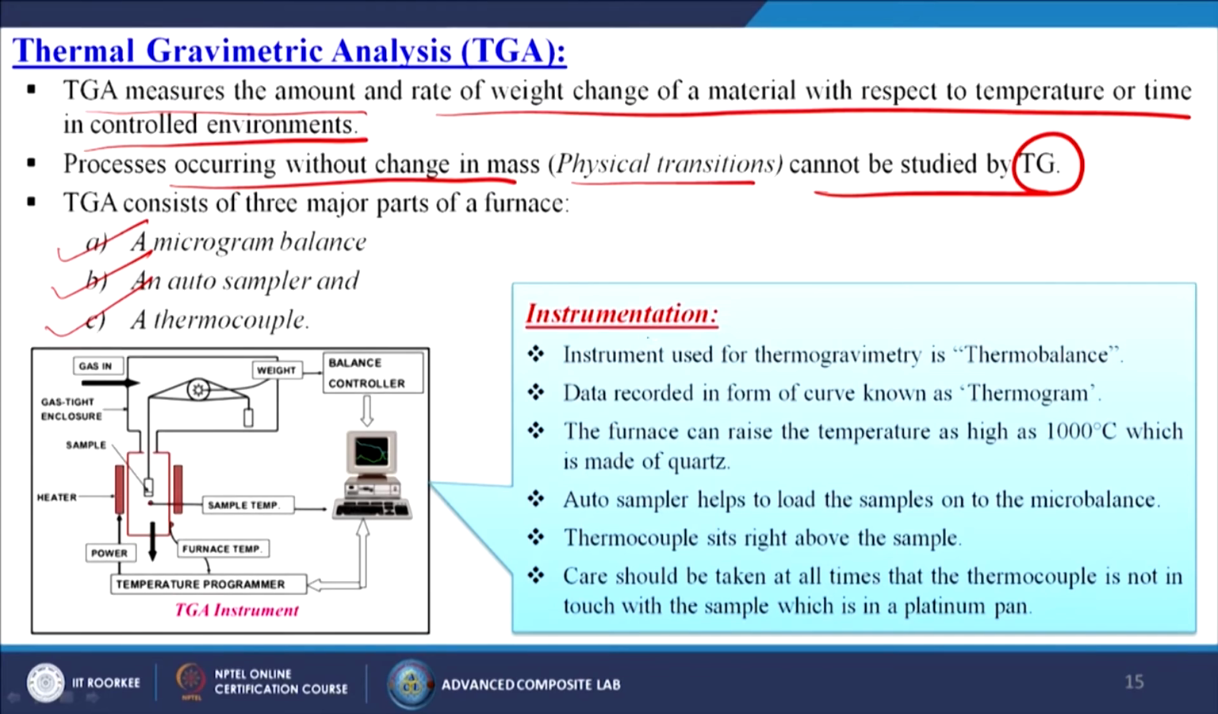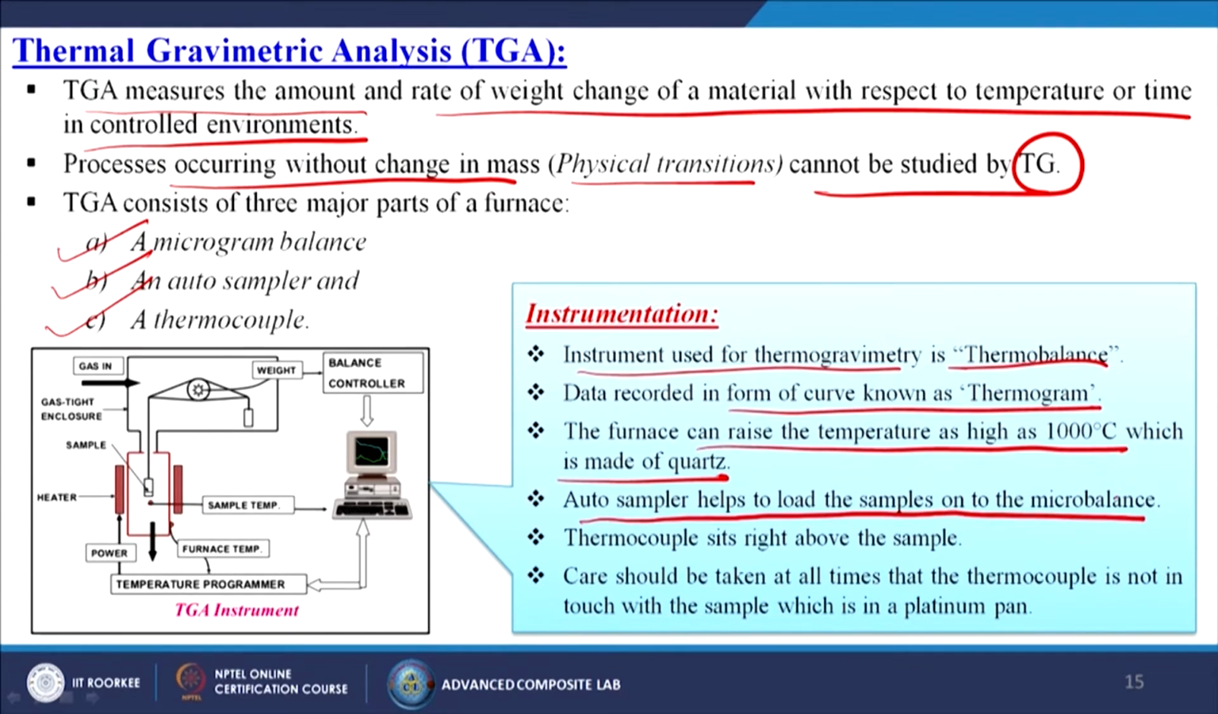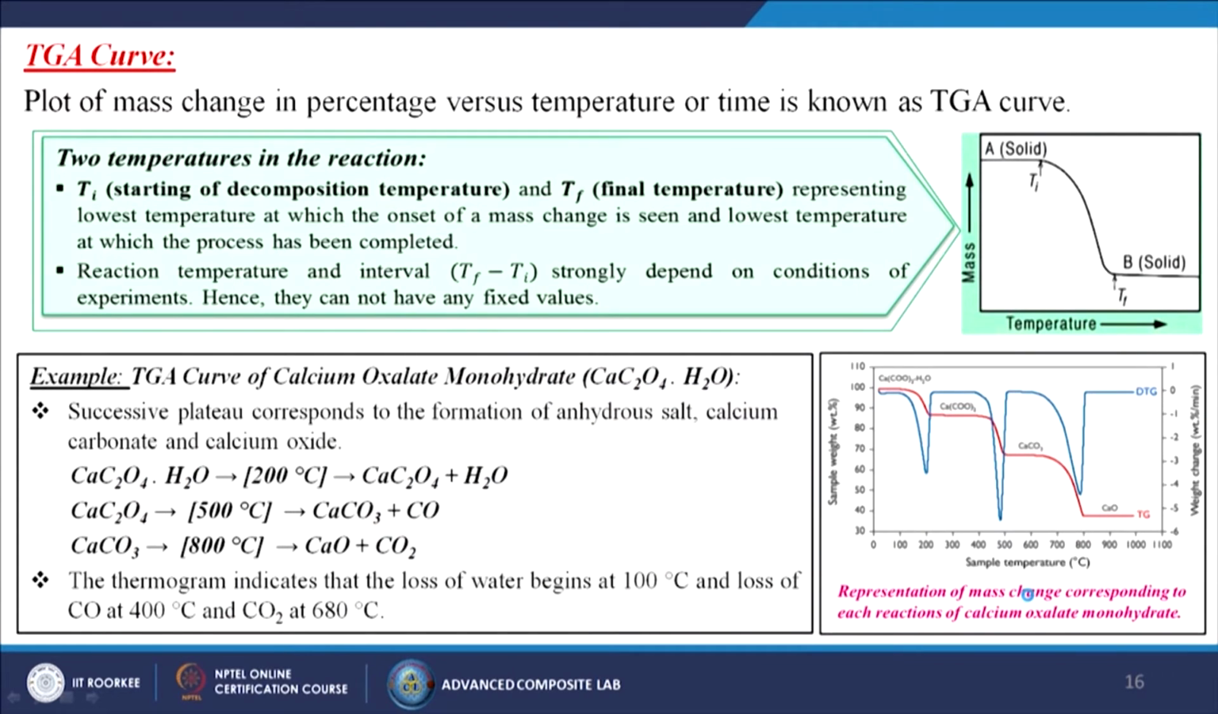So, what are the instrumentations? The instrument used for thermogravimetry is the thermobalance. Data is recorded in the form of a curve known as a thermogram. The furnace, which is made of quartz, can raise the temperature as high as 1000 degrees centigrade. The autosampler helps to load the samples onto the microbalance. The thermocouple sits right above the sample. Care should be taken at all times that the thermocouple is not in touch with the sample, which is in a platinum pan.